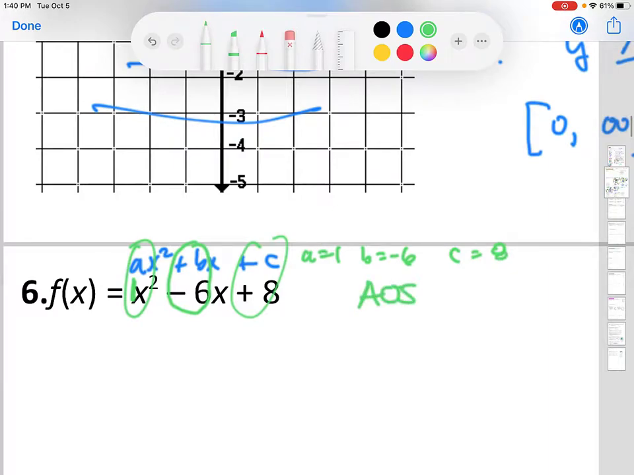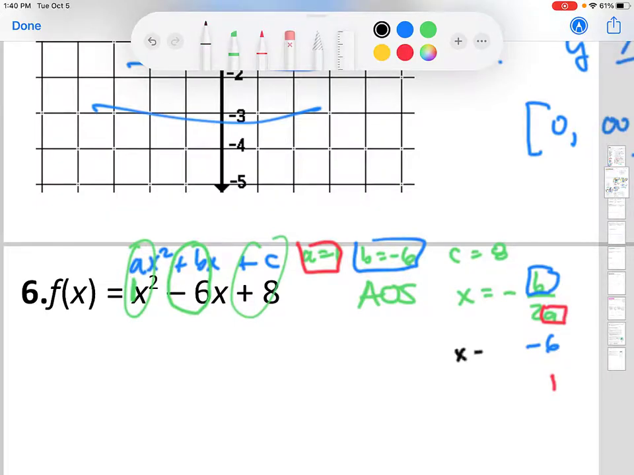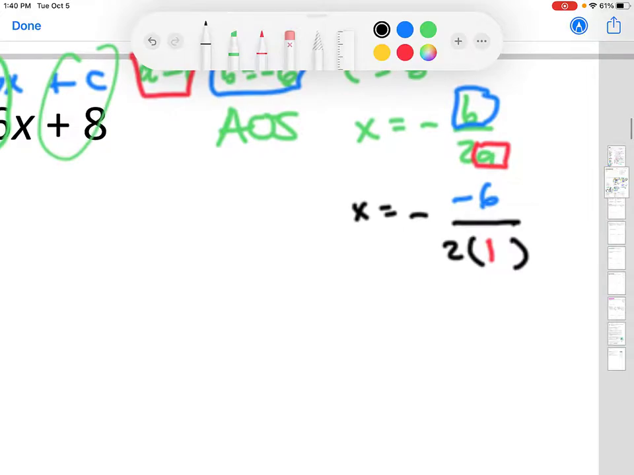Okay, axis of symmetry. X equals negative b over 2a. B is negative 6. A value is 1. Let's put in everything else. So x equals negative the fraction line and then the 2. So this will read negative 6 divided by 2 is negative 3. Opposite of negative 3 is positive 3.